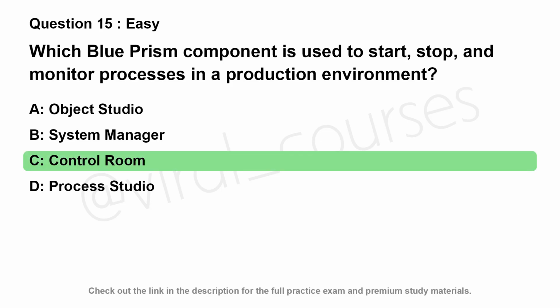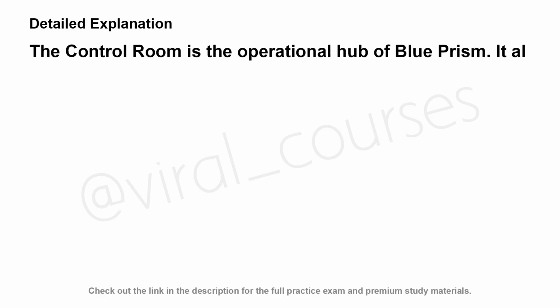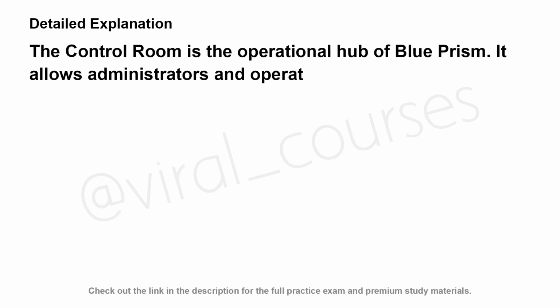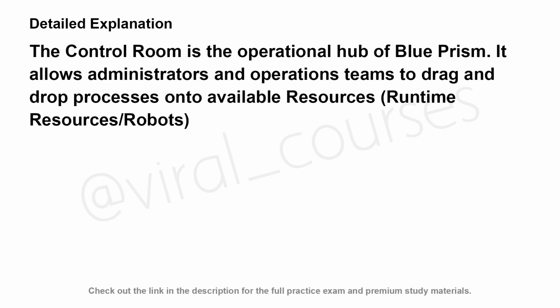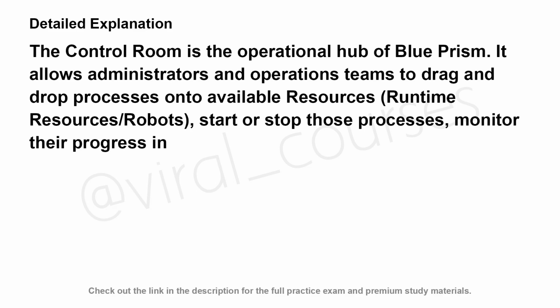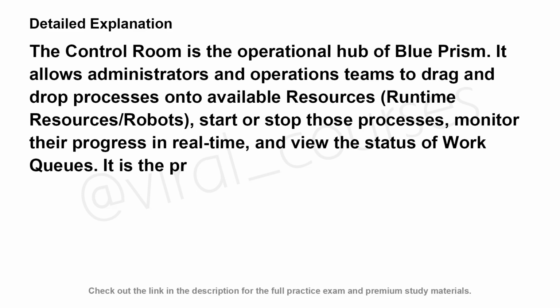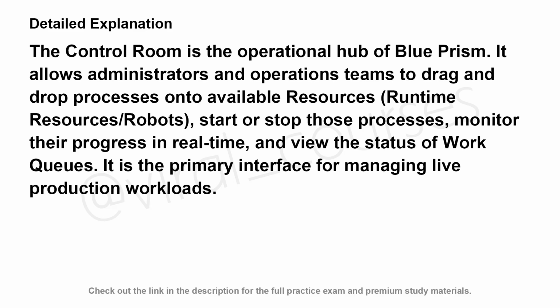The correct answer is C. The control room is the operational hub of Blue Prism. It allows administrators and operations teams to drag and drop processes onto available runtime resources, robots. Start or stop those processes. Monitor their progress in real time. And view the status of work queues. It is the primary interface for managing live production workloads.